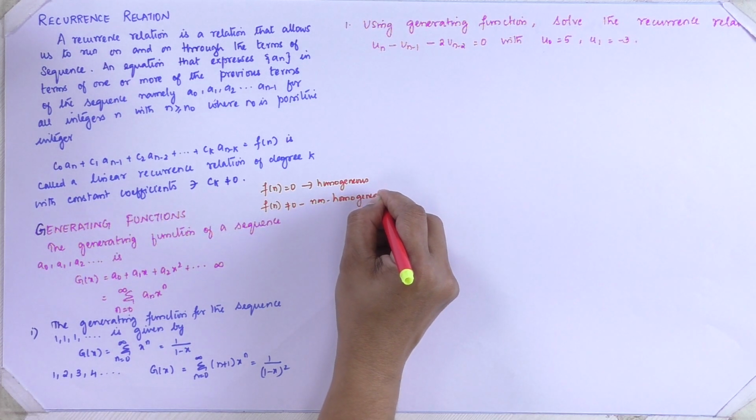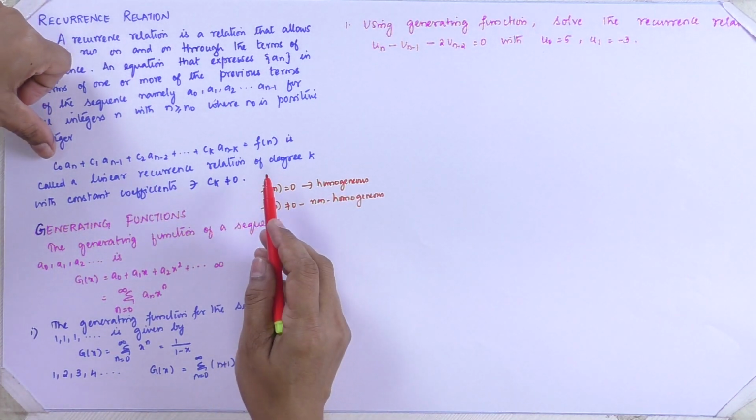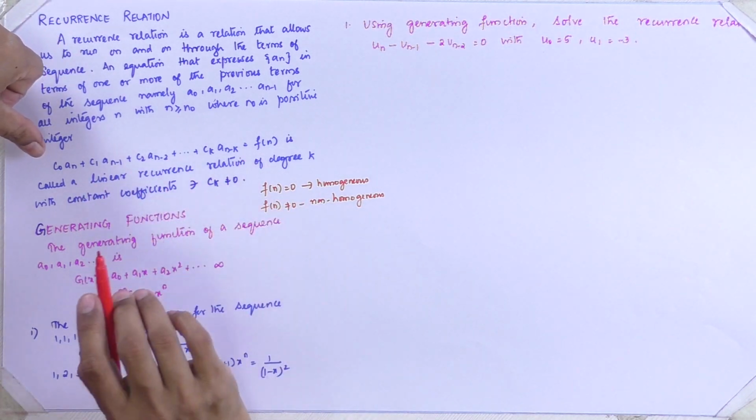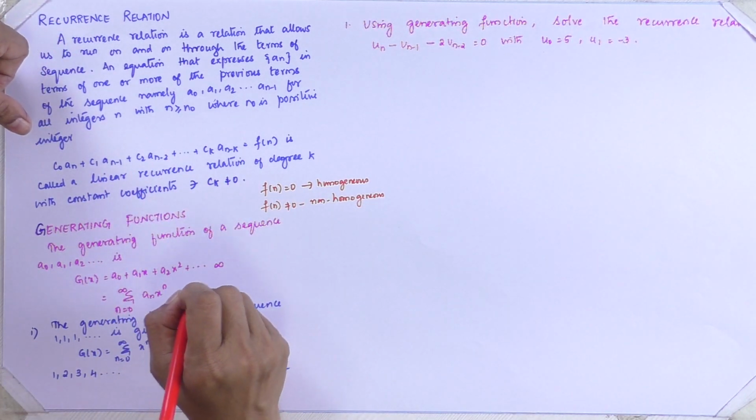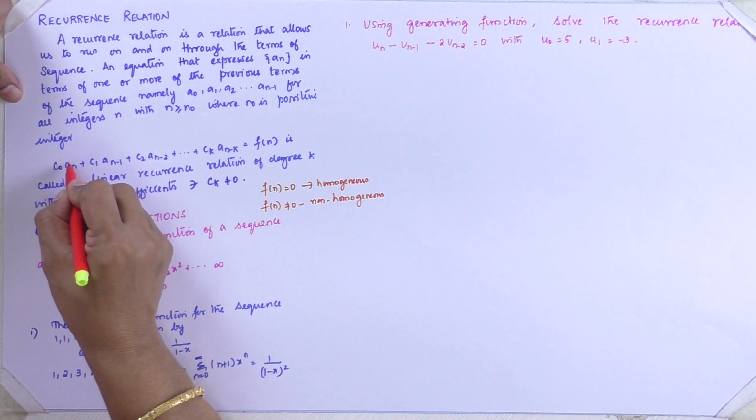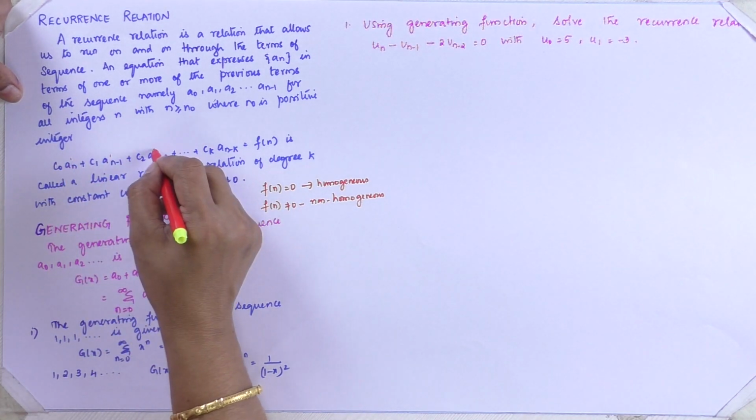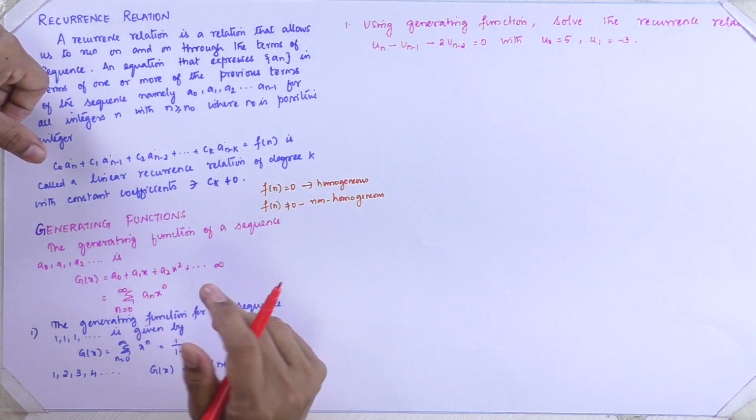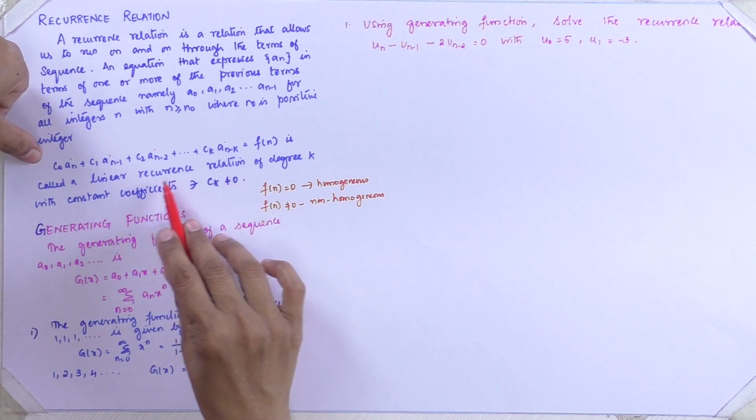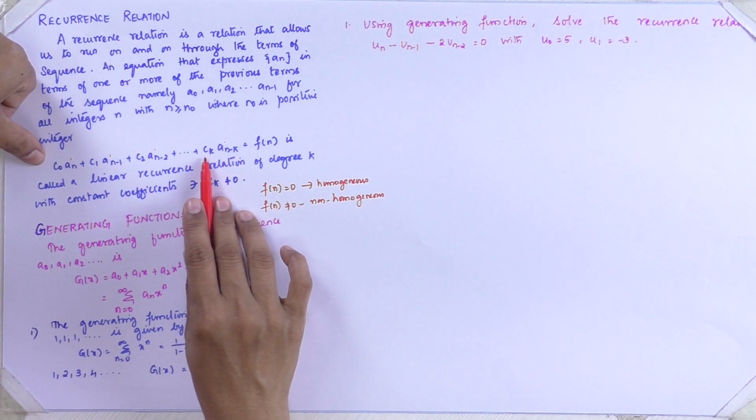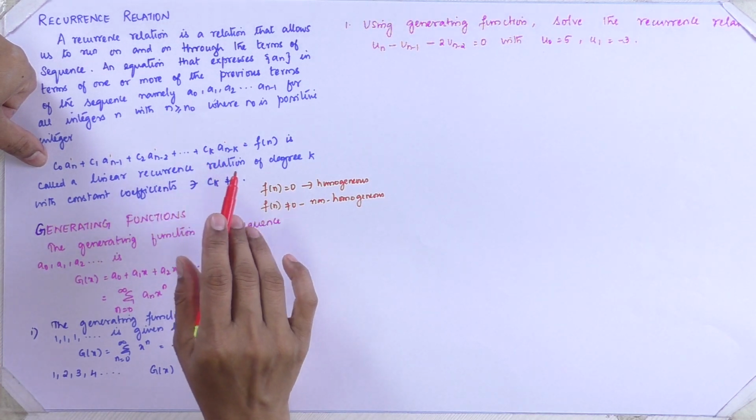So that is the difference between homogeneous and non-homogeneous, and that too it is said to be a linear recurrence relation. Why it is said to be a linear recurrence relation is that you just look into the power of each and every a term. The power of each and every a term is only 1. So that is why it is a linear recurrence. And what's the degree of this? The degree of this is k, alright?